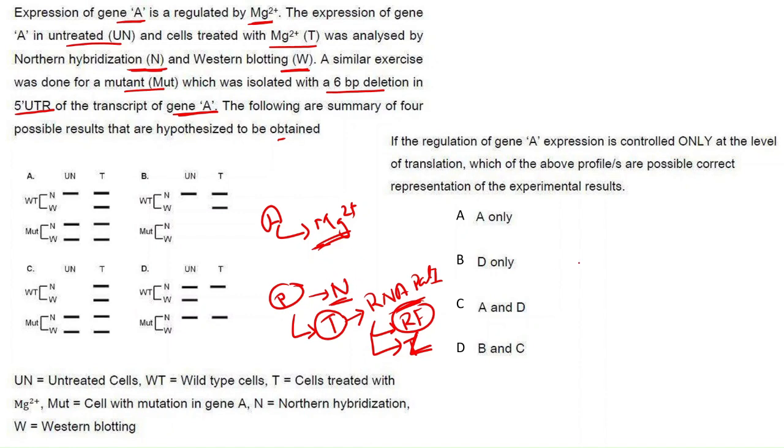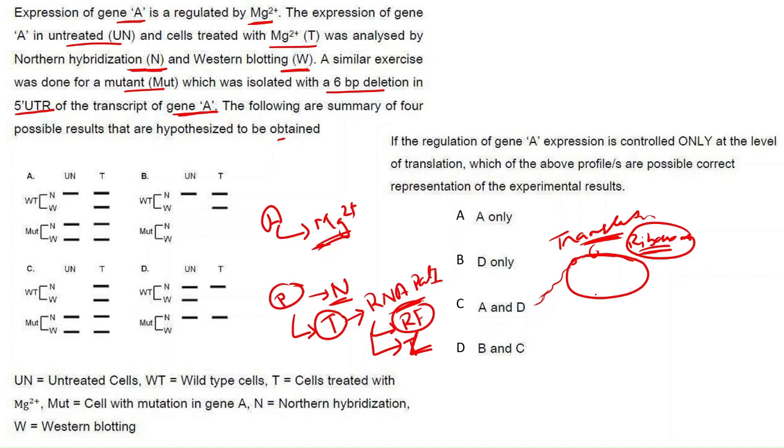Then in translation, what is its role? In translation, it binds to the mRNA and helps in the formation of the circle, because mRNA makes a circle and ribosomes bind to it and release protein during translation. This is the translation process. And this Mg2+ helps the binding of the ribosome on the mRNA.